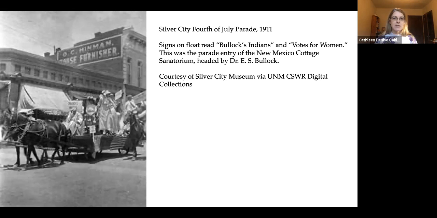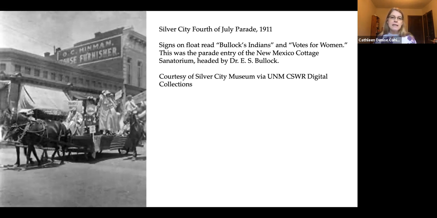And you can see there was this float in the parade, which is actually a group of men dressed up in women's clothing, carrying signs saying "Votes for Women" and "Bullock's Indians." And Dr. Bullock was the head of the sanatorium. So this is kind of a jokey float about suffrage and suffragists, and the men are making fun of them, right? And apparently everyone found it very funny.